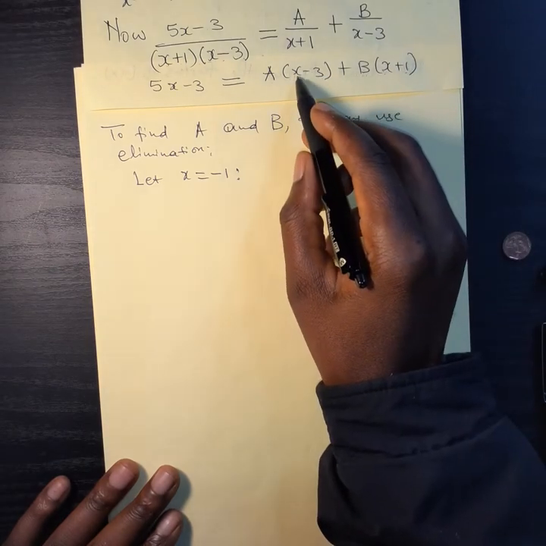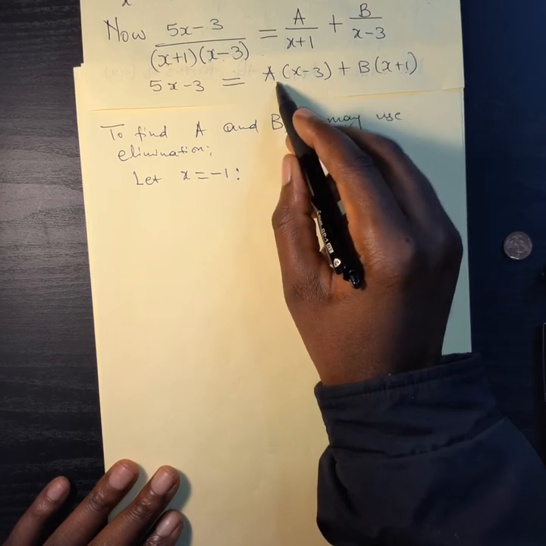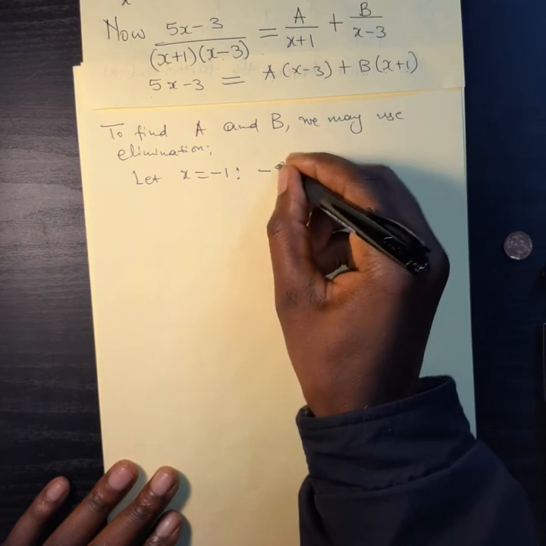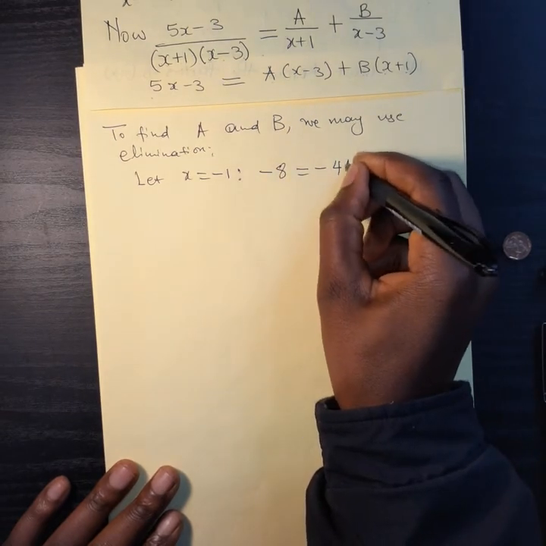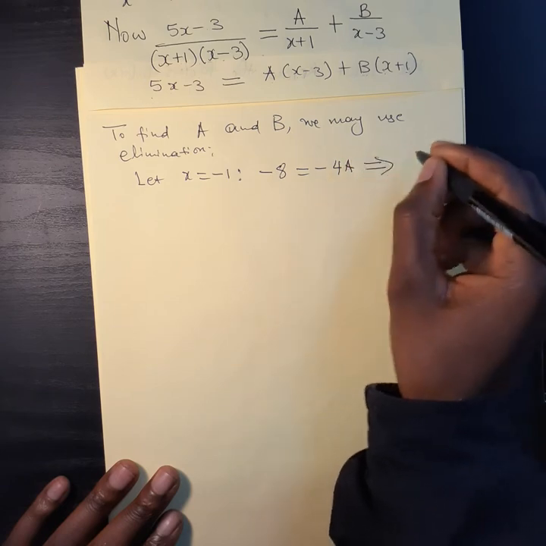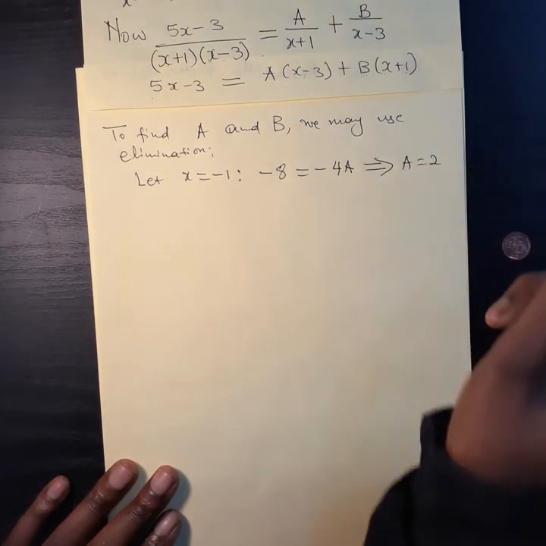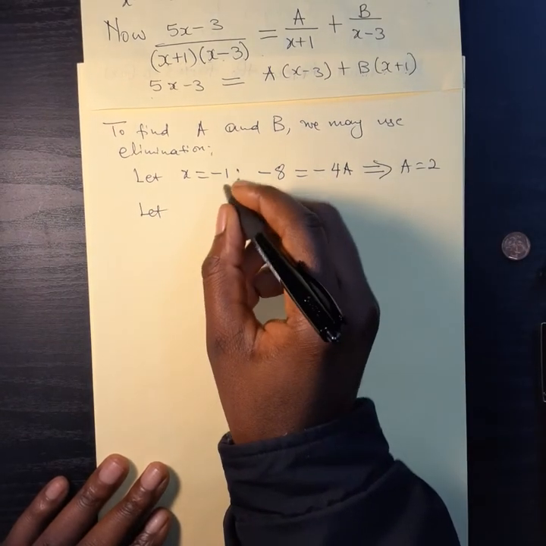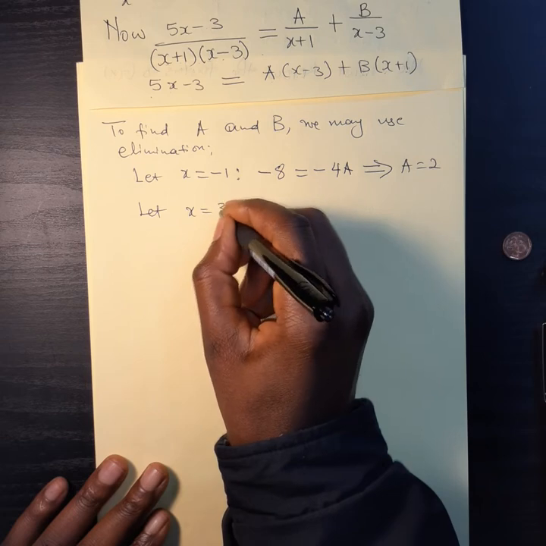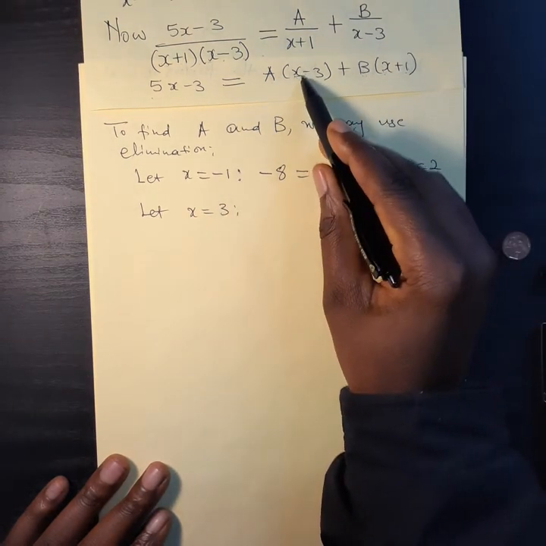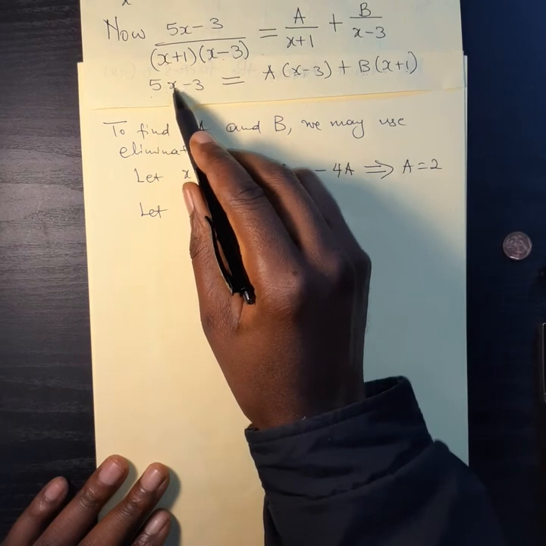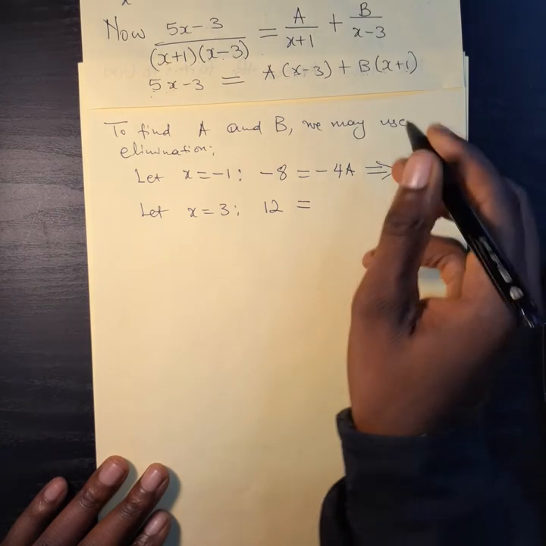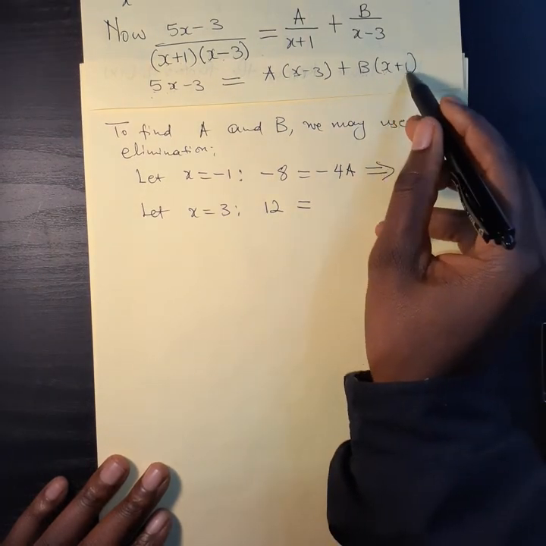X is minus 1, you put minus 1 here, you get minus 4. You put minus 1 here, you get minus 8. So we get minus 8 equal to minus 4a. And then when we solve for a, we get a equal to 2. Then similarly, you can let your x be equal to 3. If you let x be equal to 3, this will be 0. 3 here, this will be 15 minus 3 is 12. Equal to, you have a 3 here, 3 plus 1, it's a 4.